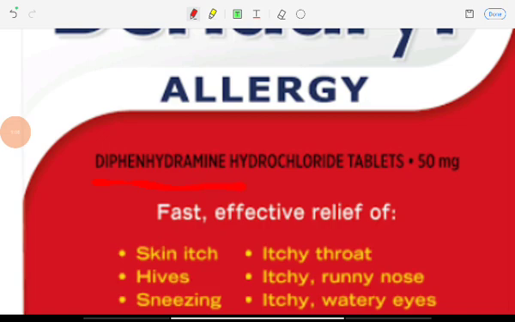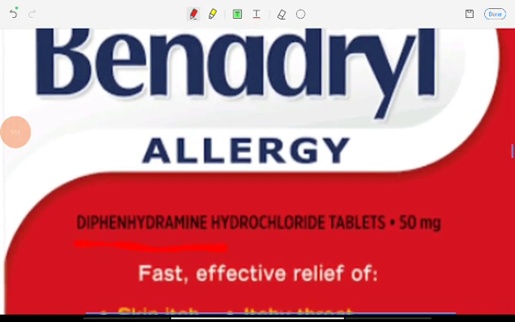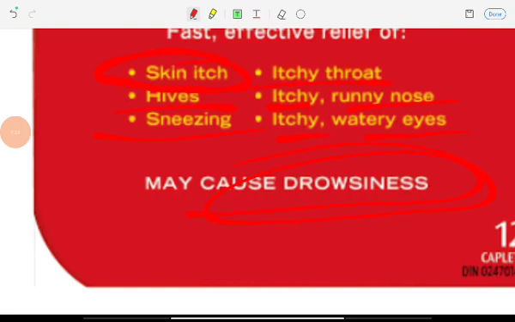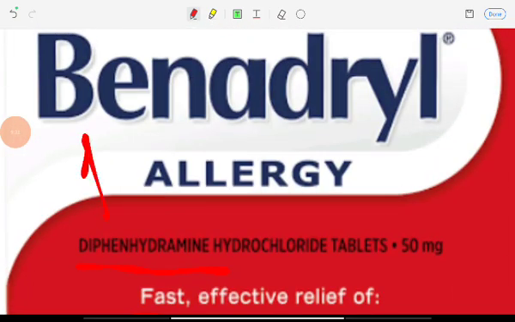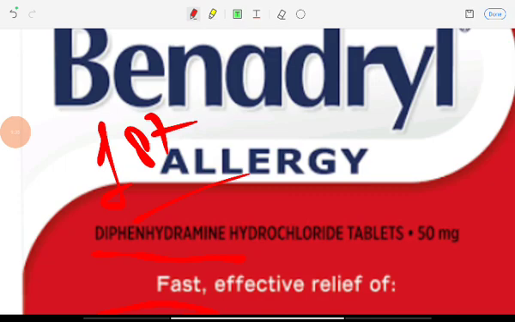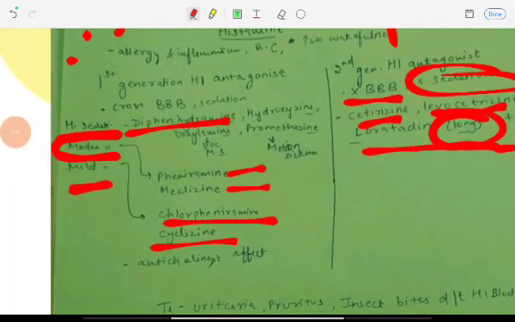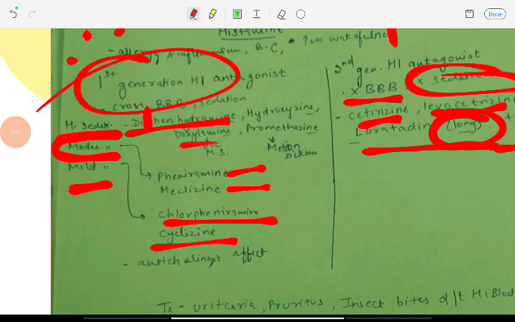This one I have talked about, diphenhydramine comes under this name. See, it's written also, if there is skin itch, hives, sneezing, itchy throat, itchy runny nose, itchy watery eyes, etc., and it may cause drowsiness. As I have already told you, it can cause sedation because it can cross the blood brain barrier, and it is a first generation H1 antagonist, right? Let's see again if you don't remember. I have told you it is first generation diphenhydramine, antihistamines, first generations come under that.